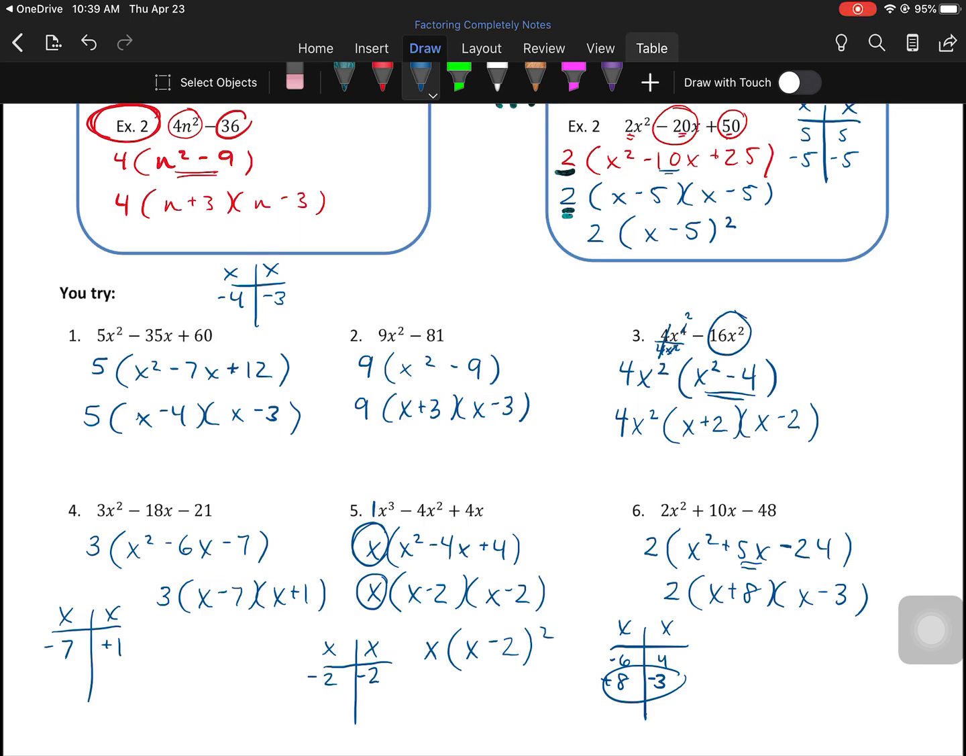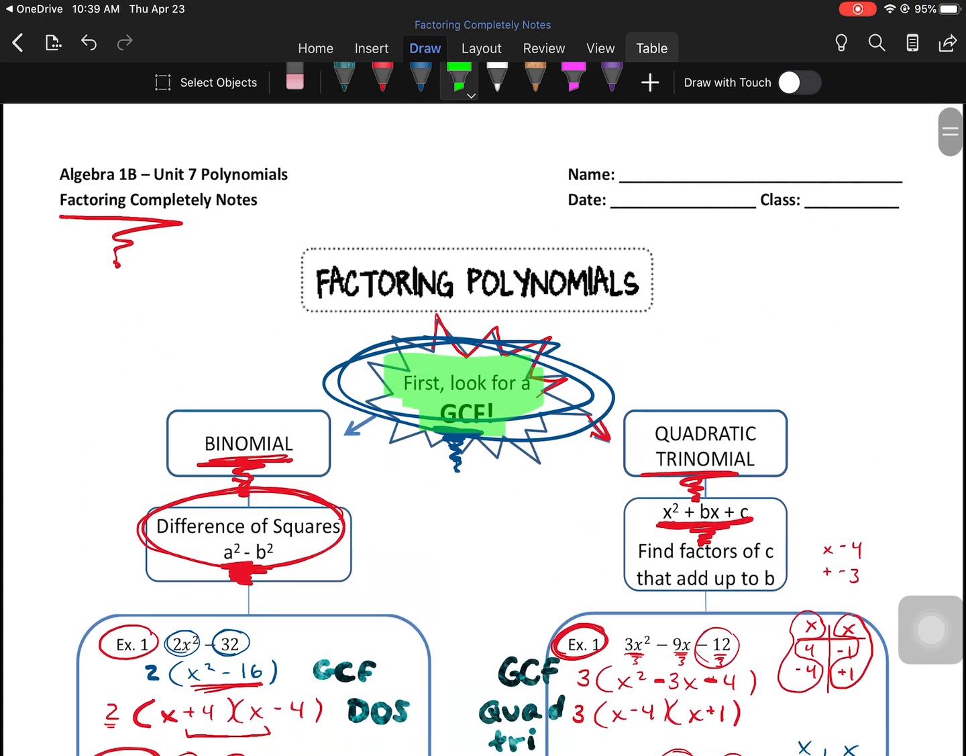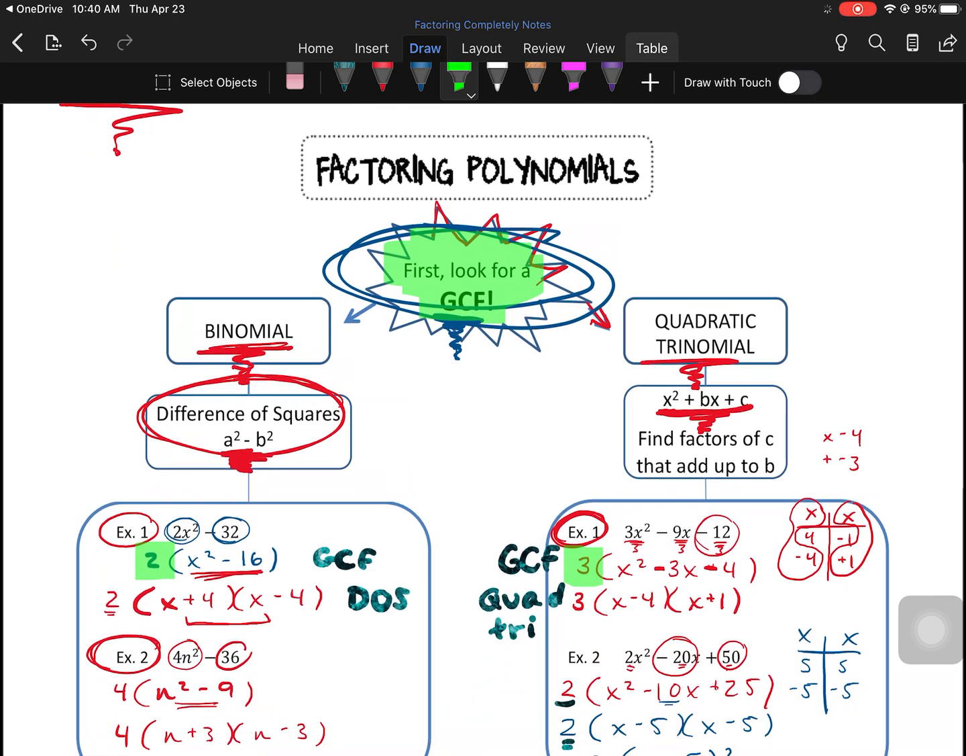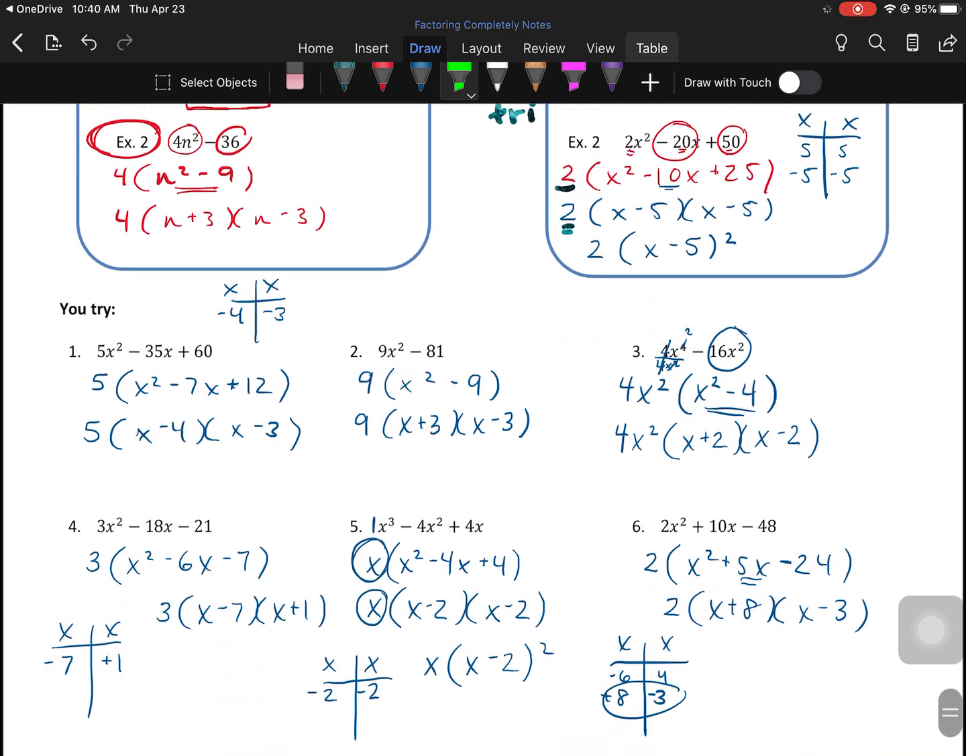So remember, the only new step that we really threw in here was the first thing you need to do is look for a GCF. Once you have your GCF, we pull it out front, and we divide everything by it. From there, you decide, is it a binomial or a quadratic trinomial, and you factor whatever's in the parentheses, and then you write that out as your final answer. GCF out front, factor the inside, and we should be good to go.